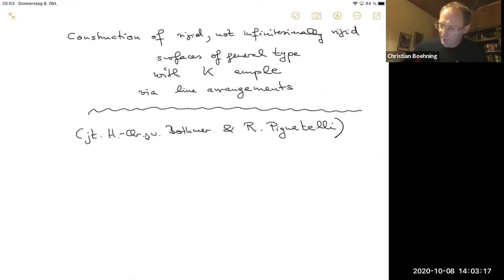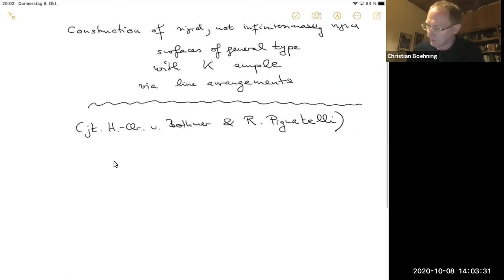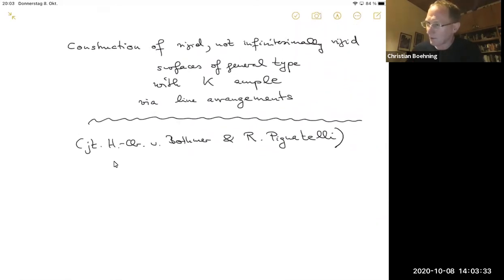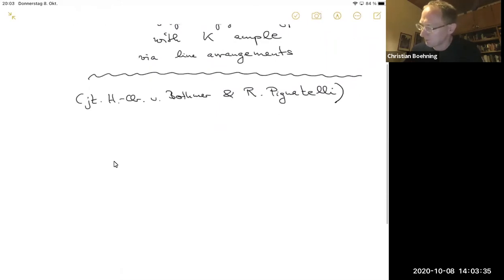And I want to talk about the synthetic projective or line arrangement part for about half of the talk, and then the second half will be about applications to surfaces. All right.